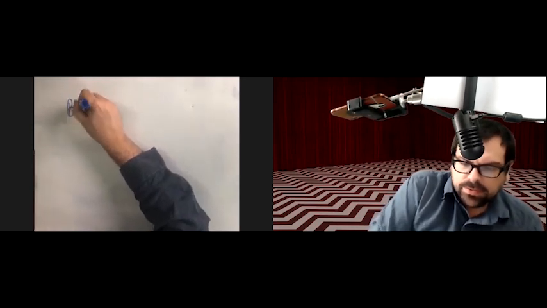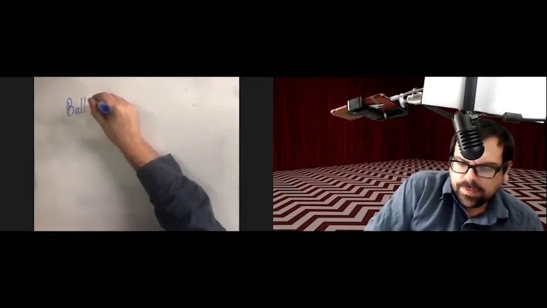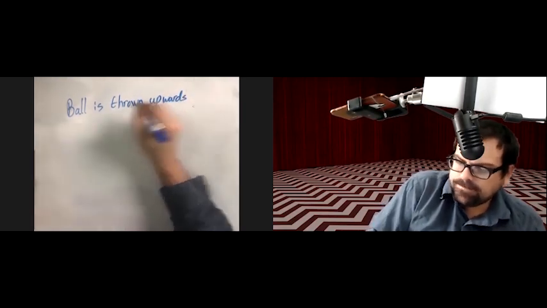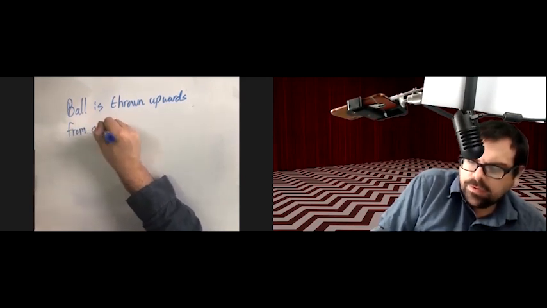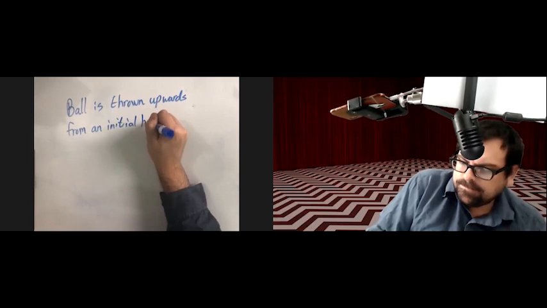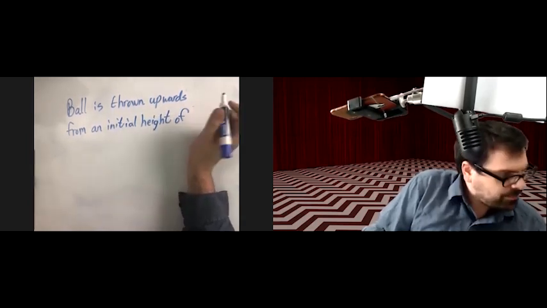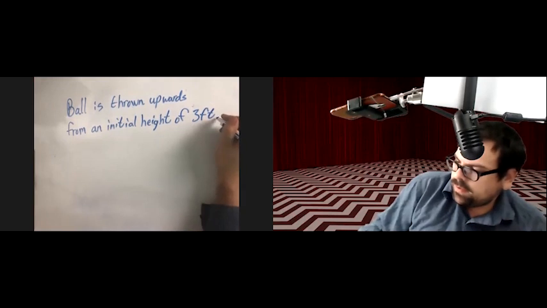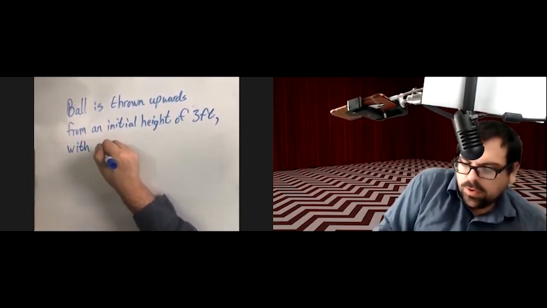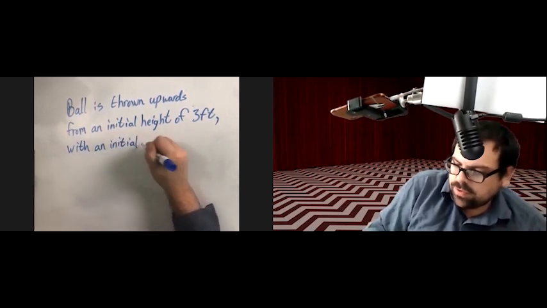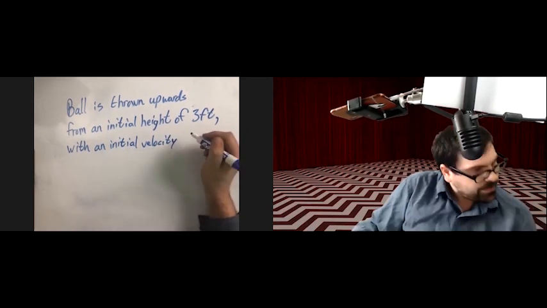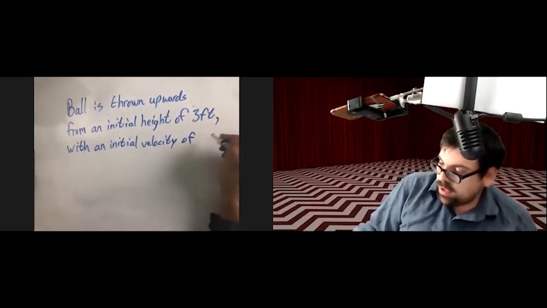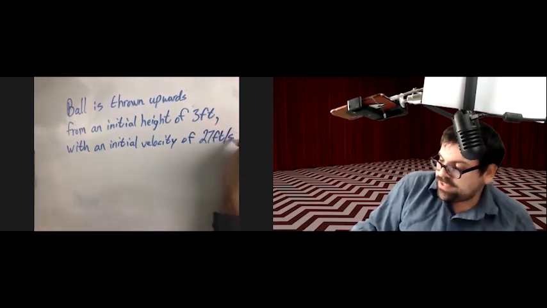Let's say a ball is thrown upwards from an initial height of 3 feet, with an initial velocity upward of 27 feet per second.